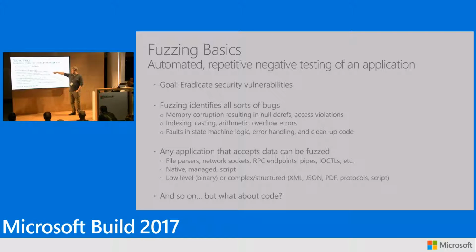Fuzzing identifies all sorts of bugs I just mentioned. Memory corruption, problems with the indexing, if you're casting improperly, overflows, underflows, all sorts of things. It's excellent in finding logic bugs, state bugs, especially errors in your error handling pathways that aren't usually tested in positive testing. And as I mentioned before, any application that accepts data can be fuzzed.